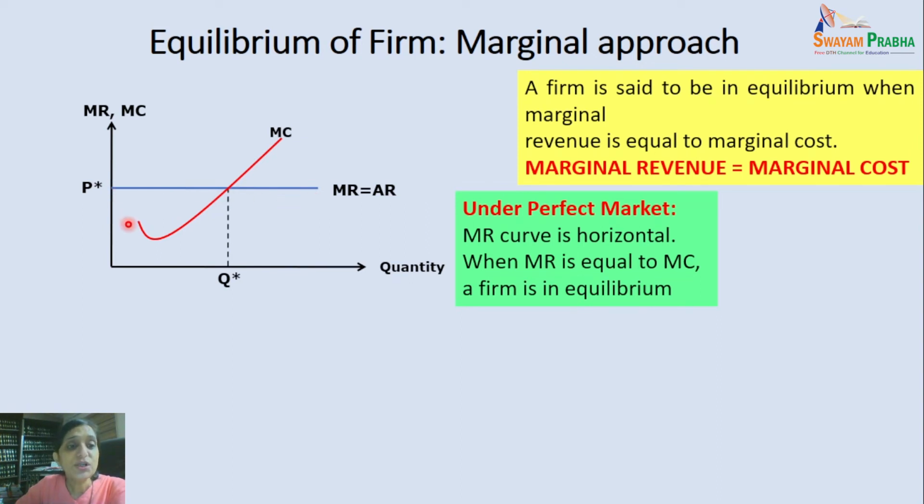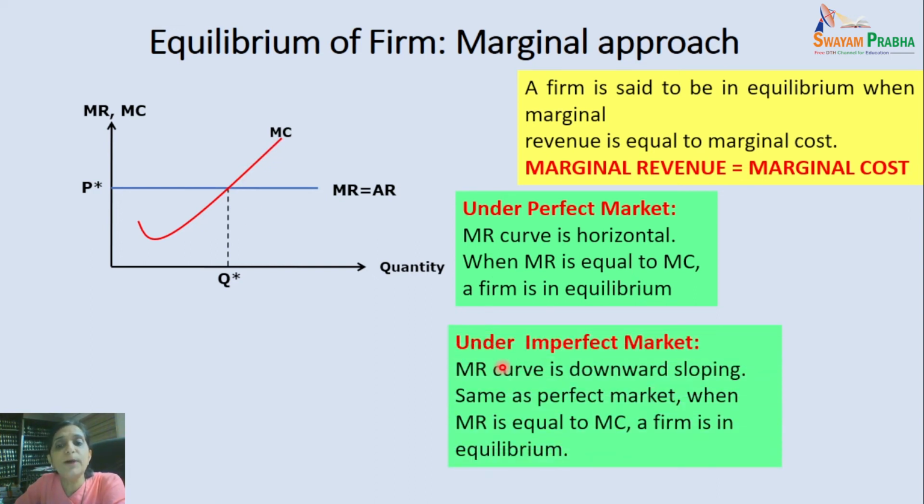The marginal cost curve is a U-shaped curve. The point where your MR becomes equal to MC is the equilibrium. So what does it show? That the MR curve, which is horizontal in the case of a perfect market, when MR becomes equal to MC, the firm should be producing Q star level of output, and this level of output will maximize its profit. What do you see after this point? MC is rising, showing that the slope of MR is less than the slope of marginal cost.